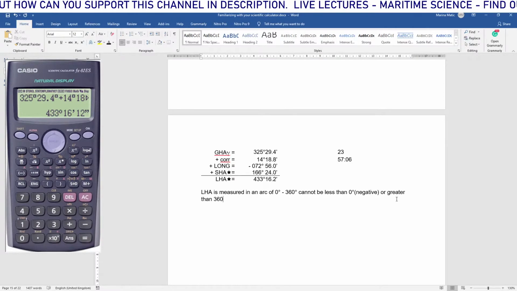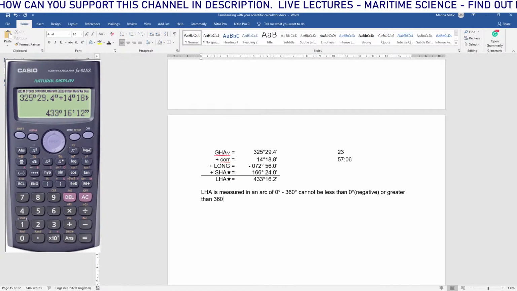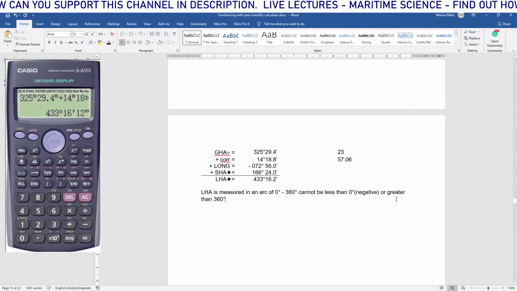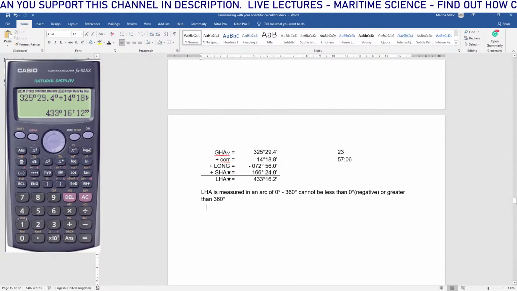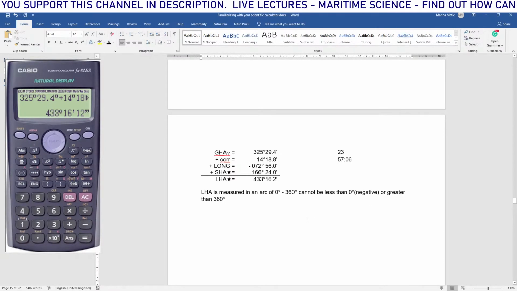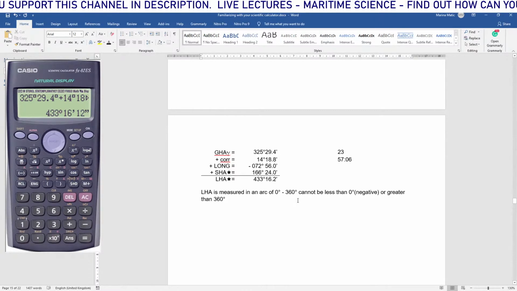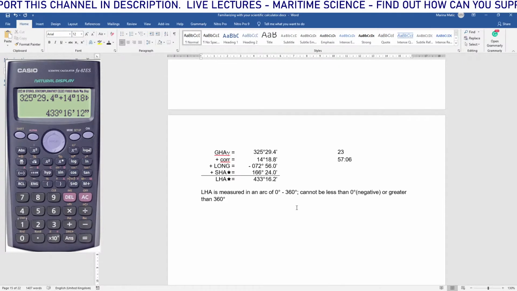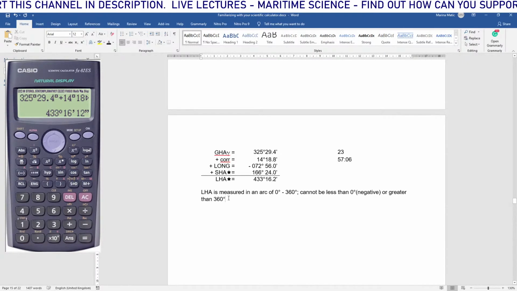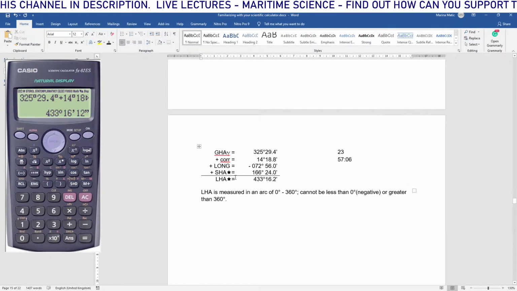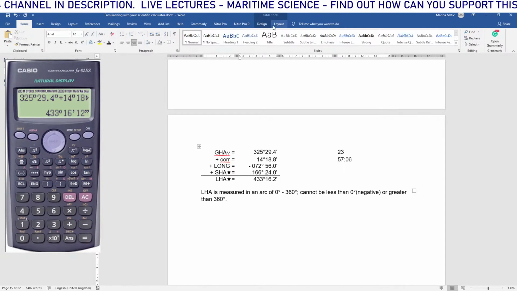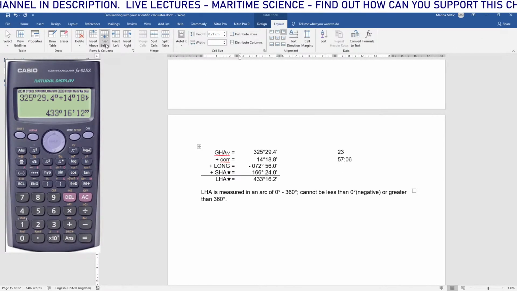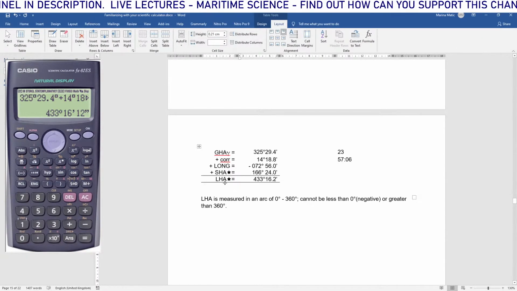360 degrees. What is this mark? 360 degrees. So LHA is measured in an arc of 0 to 360 degrees, cannot, I'm missing a comma here, cannot be less than 0, negative, or greater than 360. So in our case, we got it over 360. So let's put another column down below.